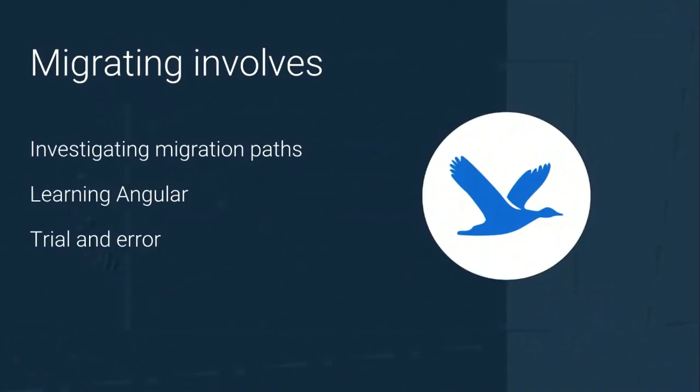Migrating involves 3 things. First, investigating different migration paths. There's a whole universe of migration paths out there today, and sometimes it can be hard to understand which migration approach is right for you. The second is learning this awesome new framework called Angular. We all want to start using it, we all love it, and so it's an opportunity to begin a new learning experience. And the third thing is a trial and error process. You take different approaches and you apply them to your application and you see how it goes. Some approaches are good for other applications and some work best for yours.